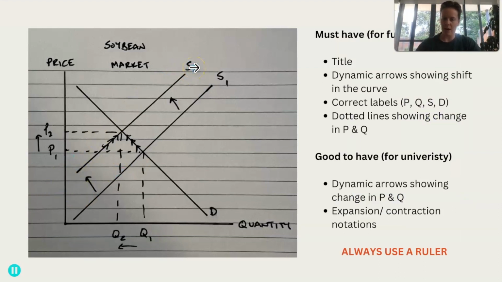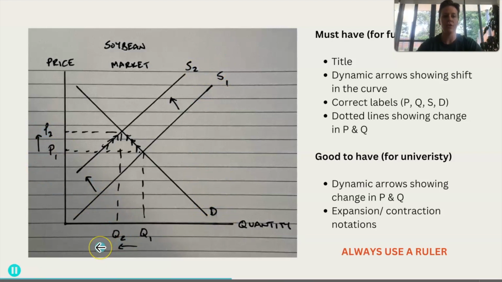So for 4 marks, guys, you need to make sure that you've got a title. You need dynamic arrows showing the shift in the curve. I'm talking about these two little arrows here. You must have them, okay? It tells the examiner exactly what you mean in terms of which way the curve is shifting without using words. You need correct labels, all of them. Price, quantity, supply 1, supply 2, demand, P, Q. It's got to be there, okay? If you don't have that, you're in trouble.